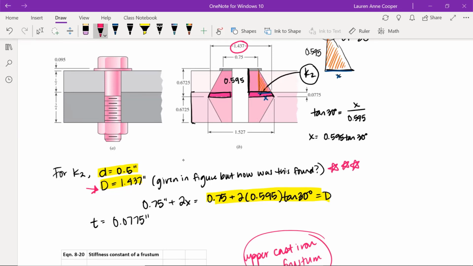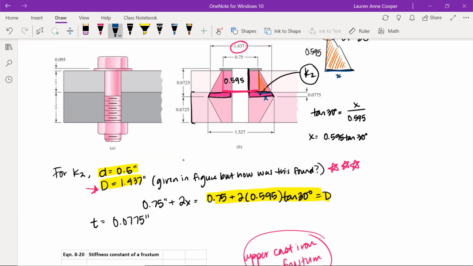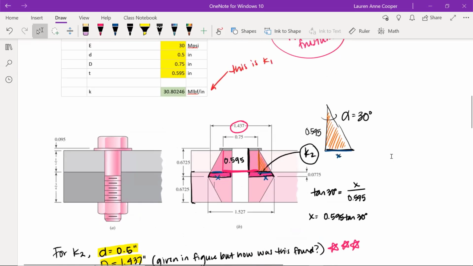So I had to look at it for a minute. And we know this 0.75, so we know basically this length here, but we need to figure out this little x and this little x. So for that, you can just use law of tangents.